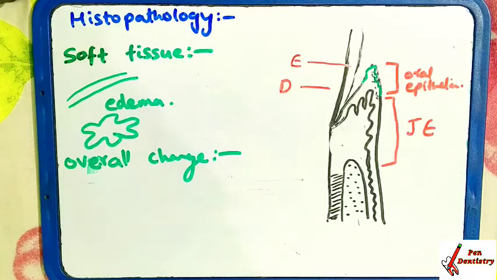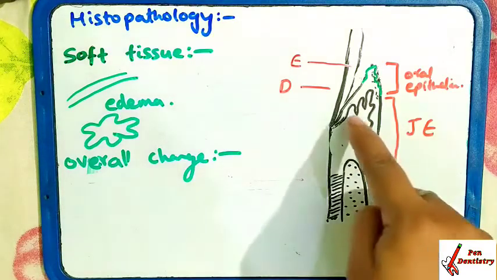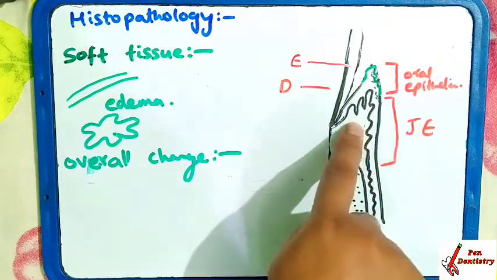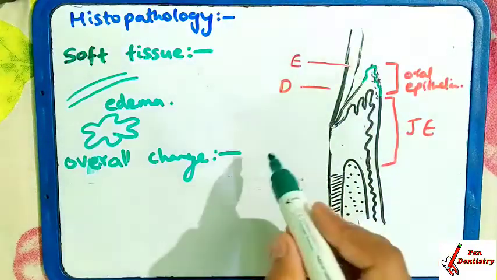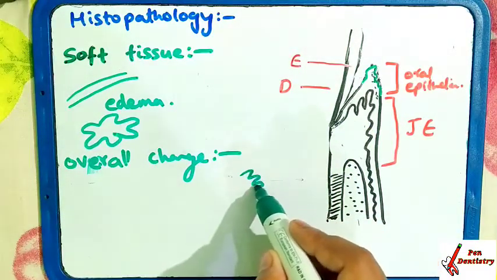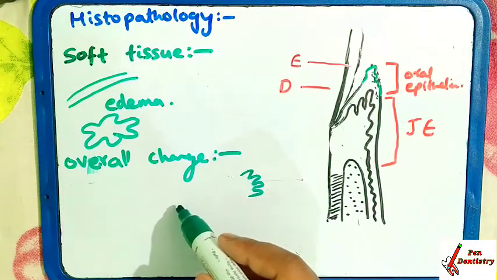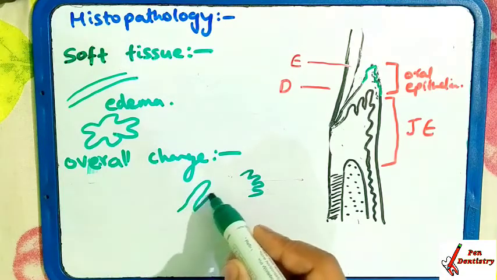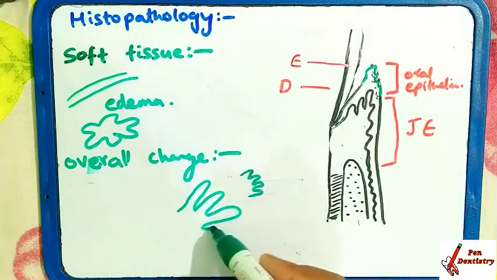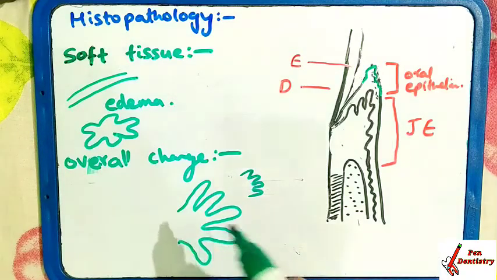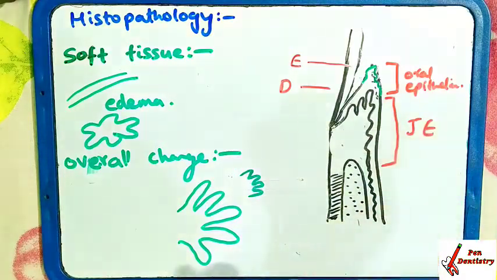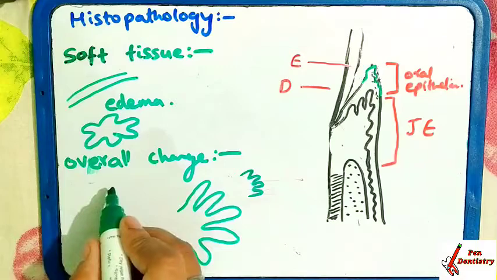Okay. The projections. This projection will be deep in the connective tissue. At first, there was only a very slight projection. When it comes to the pocket, this projection is going to form a finger-like shape, and they will be deep in the connective tissue. Infiltration of the leukocytes and inflammatory cells will be seen.